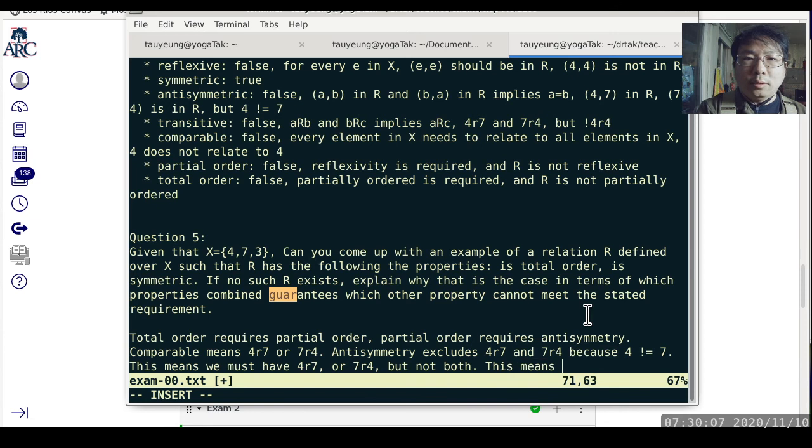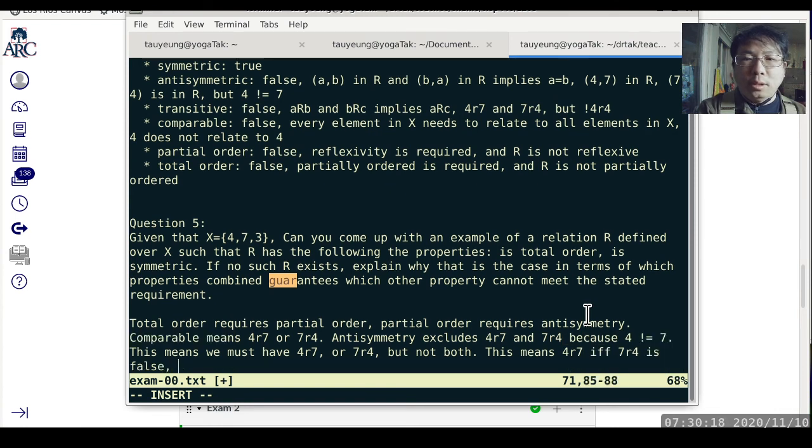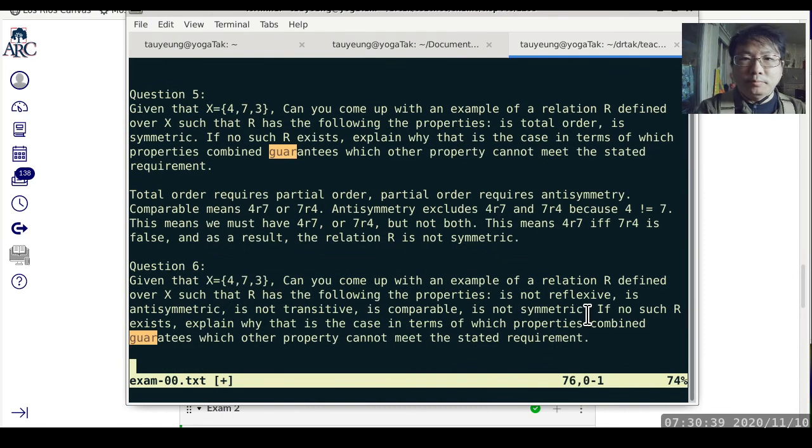This means 4R7 if and only if 7R4 is false, and as a result, the relation R is not symmetric. So this is an explanation of the contradictions or the restrictions within the relation that show it has a problem.